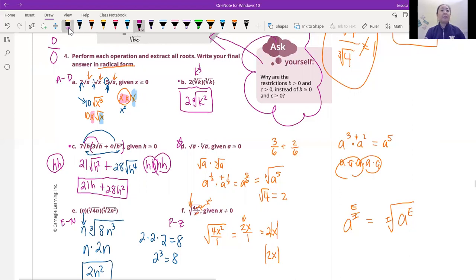And if you notice right here, we got 2 times 5. Remember, the stuff on the outside you multiply with the stuff on the outside, and the inside with the inside stuff, right?